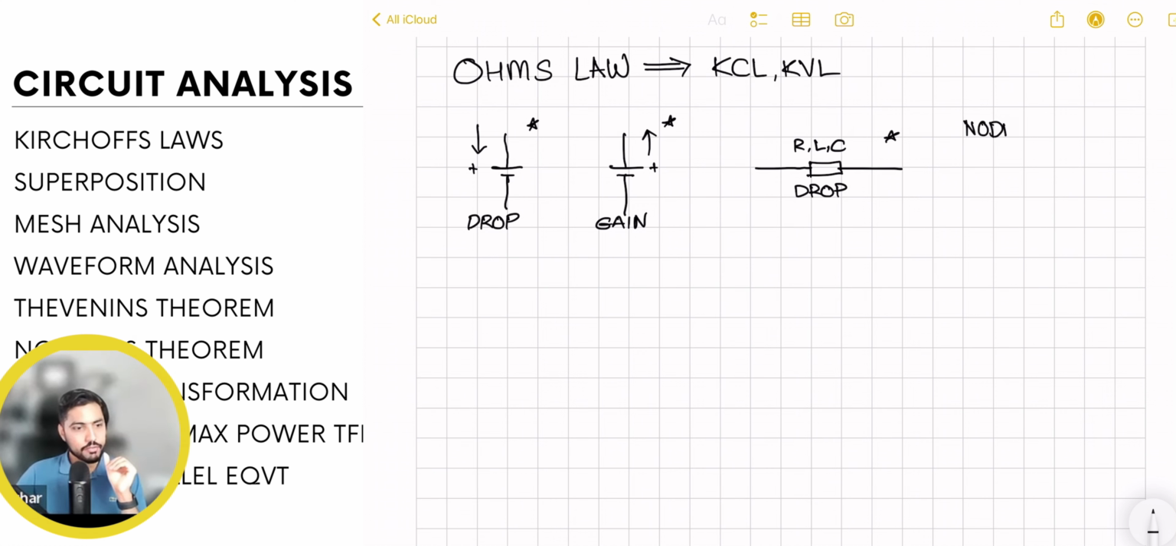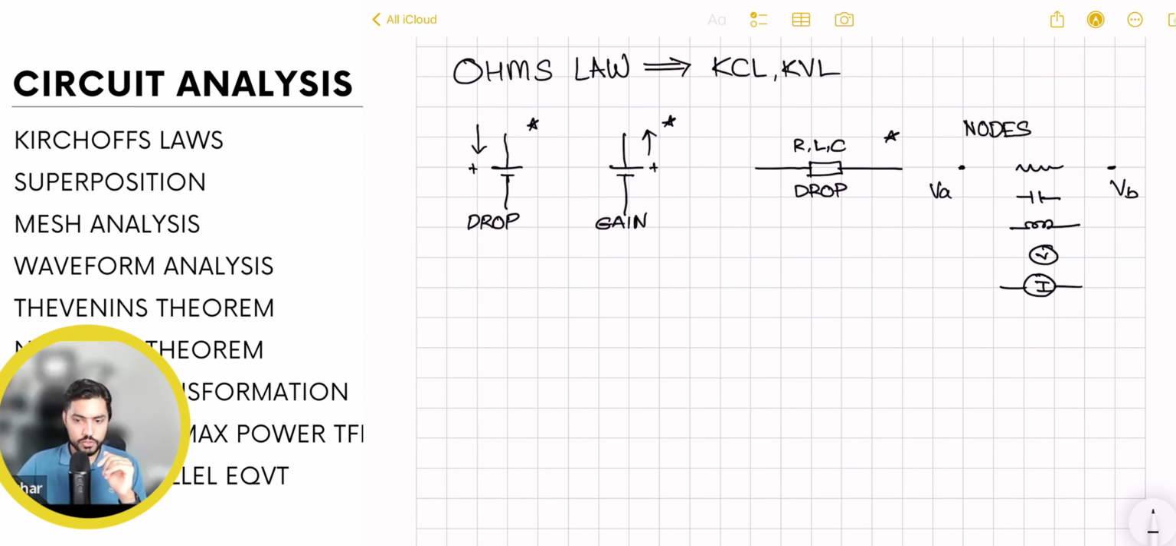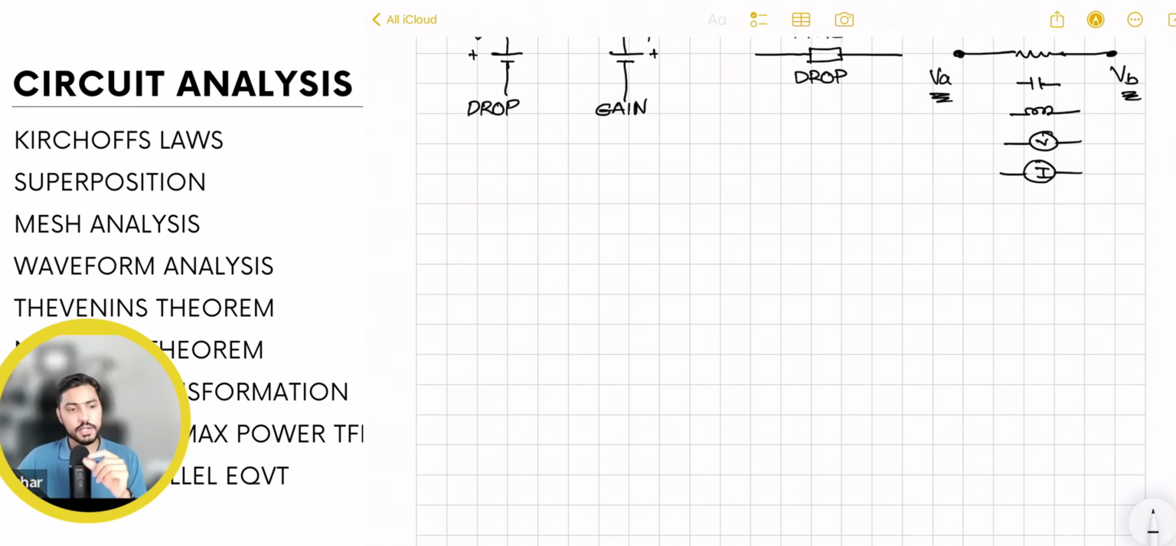All right. Identify nodes clearly. A node is created whenever you have a circuit element in between. So this will be a VA and VB if current is flowing between VA and VB, regardless of the direction. And if you have a resistor, a capacitor, an inductor, a voltage source, or a current source, dependent or independent, whenever you have circuit elements in between two nodes and current is flowing through them, these voltages are not the same. And they are considered unique nodes, okay?